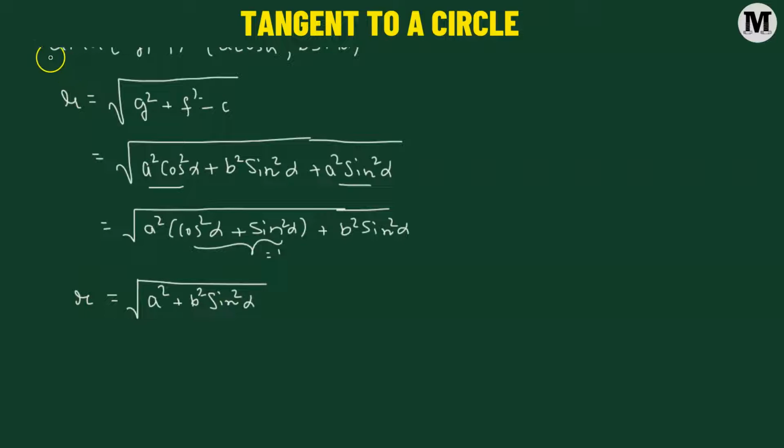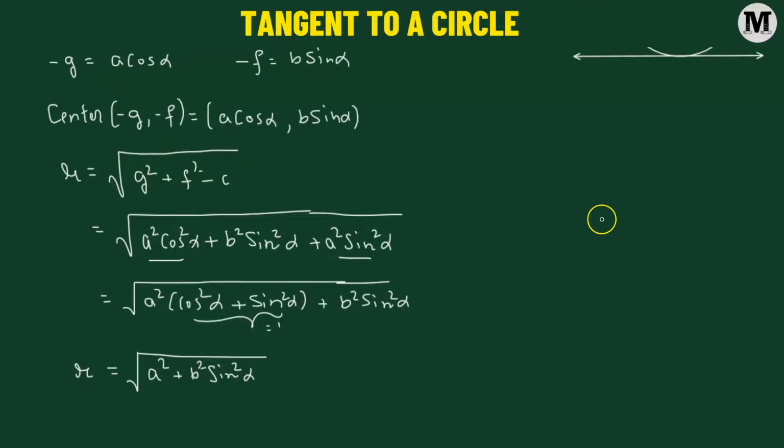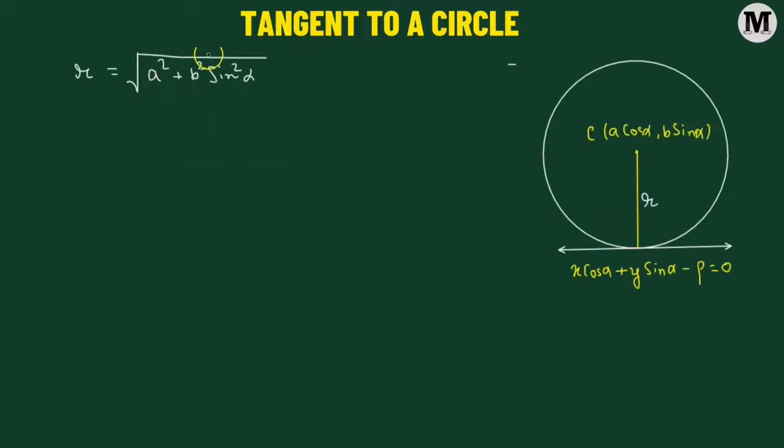So now we have the coordinates of the center as well as the radius of the circle. So we have the circle with center having the coordinates a cosine alpha comma b sine alpha. The radius of the circle is known. I've just found its value, and we have a line which is tangent to the circle. So let's call this p. So it's tangent to the circle at point, let's call it point A. Now our goal will be to find out the value of this constant p.